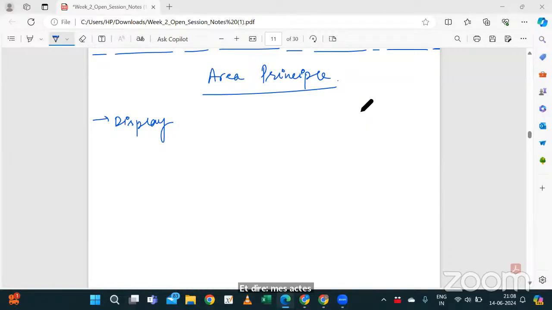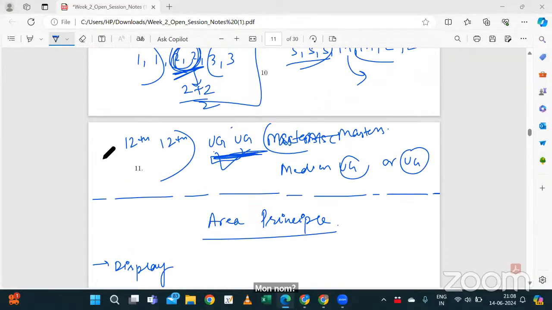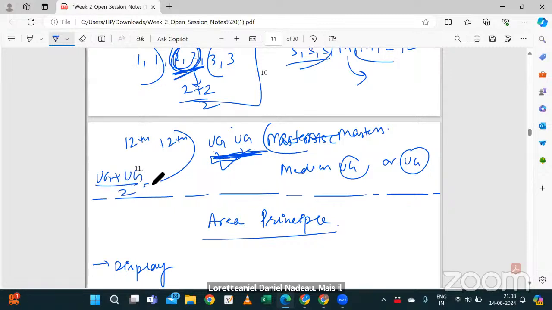If we add UG plus UG, that means 2 UG divided by 2, so we get UG. Yes, sir. Okay, does it make any sense? Can I say UG plus UG divided by 2 equals UG? 2 UG, the 2s cancel, and UG is the only answer, sir. Okay, does this make any sense for the median? Are you able to perform it?